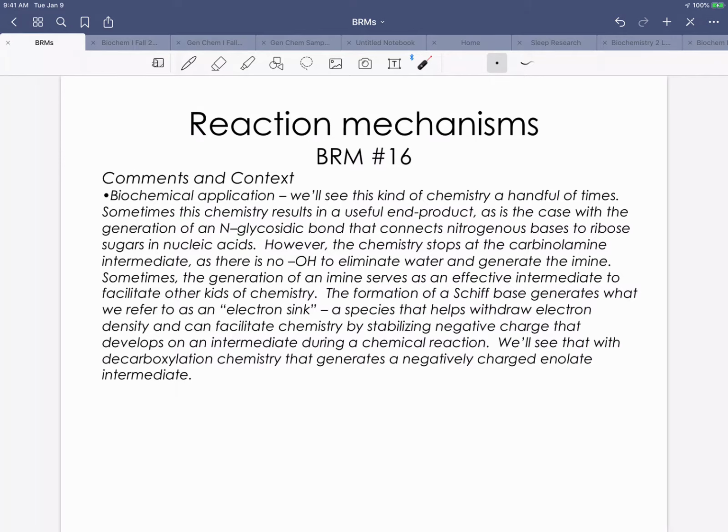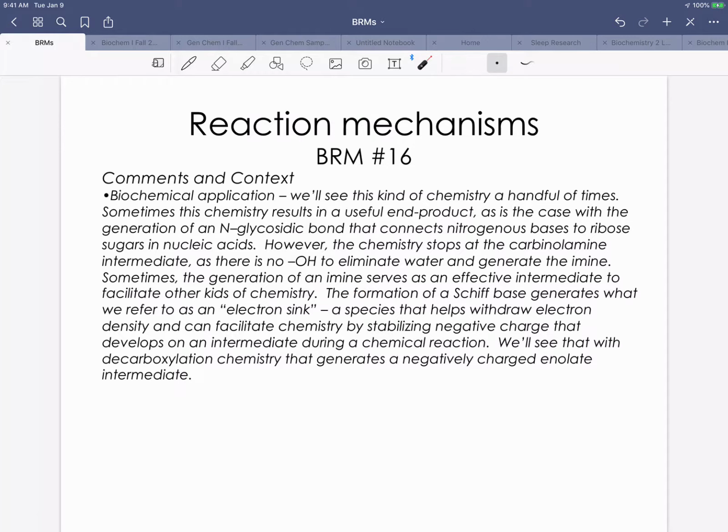So again, biochemical application: where will we see this in the future? Not as much as we're going to see carbonyl-containing chemistry with alcohols, but this kind of chemistry we've seen a couple of times already. Sometimes we've seen a useful end product using nitrogenous bases and generating an N-glycosidic bond. That's how we attach the nitrogenous bases to the ribose sugars that we see in nucleic acids. That chemistry stopped at the carbinolamine intermediate because we didn't have that additional OH group to eliminate as water and generate the imine.